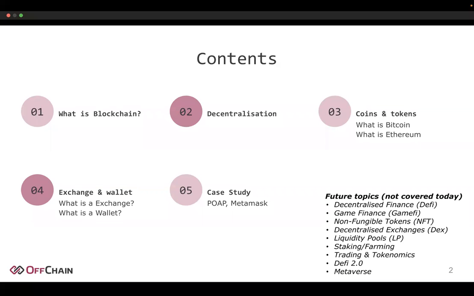Finally, today we're going to be going into a case study showing you guys how Metamask works as an application for a Web3 wallet, and then using POAP, Proof of Attendance Protocol, where for today, you'll be issued a free NFT, which will also help showcase one of the use cases of a blockchain.